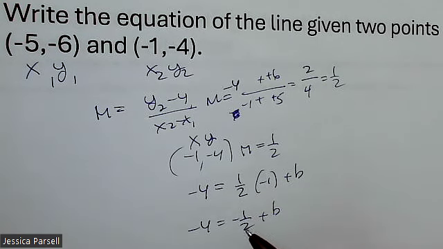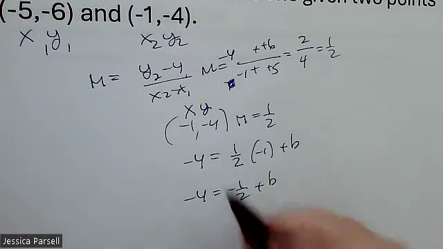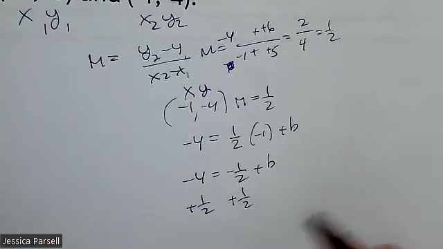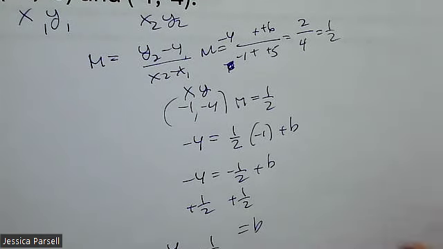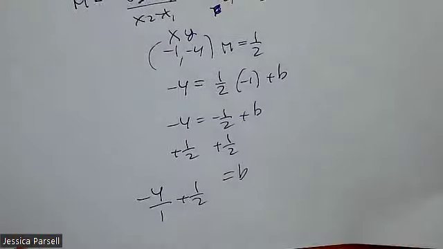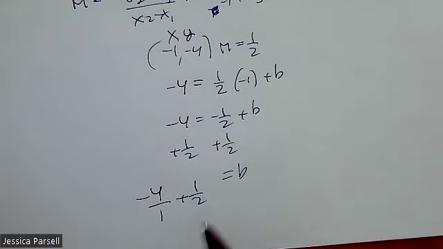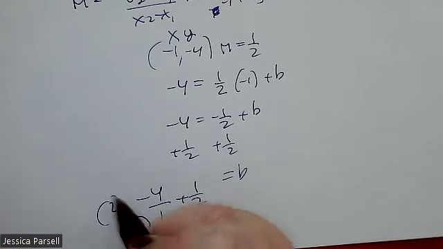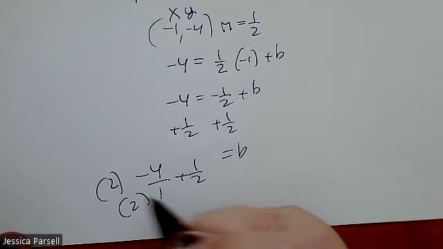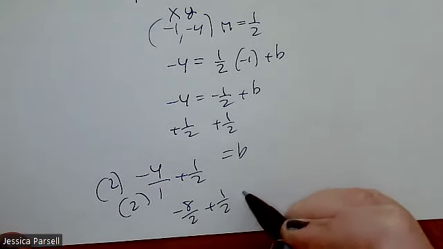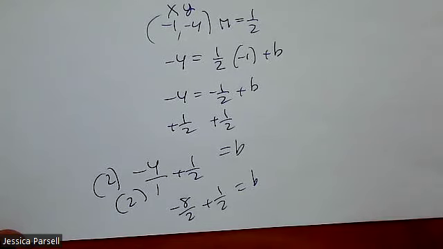-1 times a half is a negative a half. And then I'm just going to add this half over. So b is going to be whatever -4 over 1 plus a half is. Okay, now you can't add or subtract fractions without a common denominator. So I'm going to make this a 2, which is going to make 2 times -4 is -8 over 2, plus a half. That's going to be equal to b.